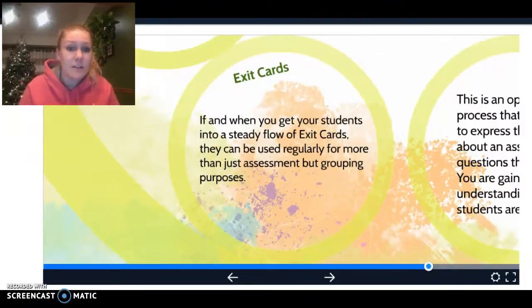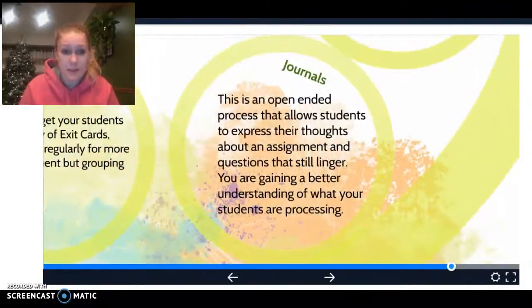The exit cards, if you keep a steady flow of this, the students are going to know what to do. So you can just say, okay, we're doing exit cards today, and the kids automatically know what they need to do, whether it's a writing or a drawing of a picture. And again, you can use them for grouping purposes the next day or later that week in the lesson, whatever.